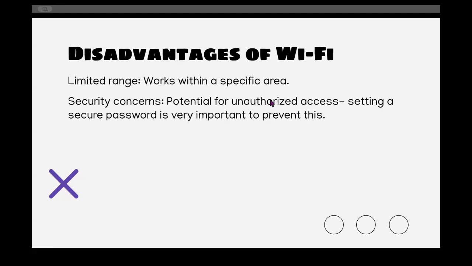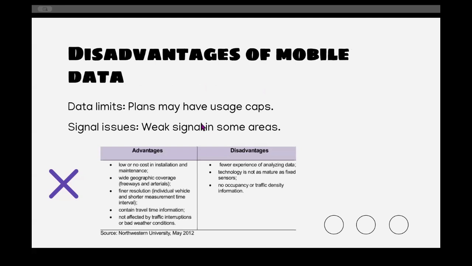Some disadvantages of Wi-Fi, like I said, it works within just a specific area. And there are some security concerns as well. Someone could intercept or access your Wi-Fi if you don't have a password. So it's very important to set a secure password to prevent this. And then mobile data also has similar disadvantages in the sense that you want to set up a password so that people can't access it via hotspot without authorization.